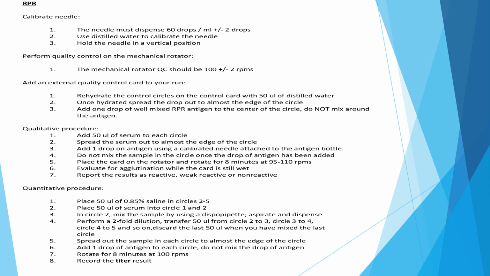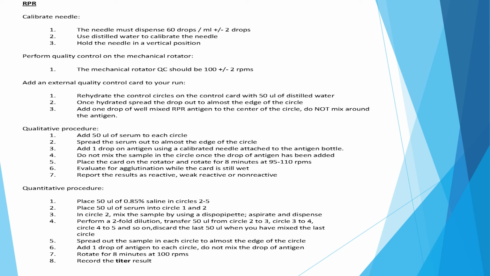And then the procedure is that we are going to take 50 microliters of serum and add it to each circle, spread that serum out, and then we're going to add a drop of well-mixed charcoal antigen. That's the antigen that has cardiolipin, lecithin, cholesterol. And then we don't mix it again. Instead, we put it on a rotator, and we set that rotator for 8 minutes.